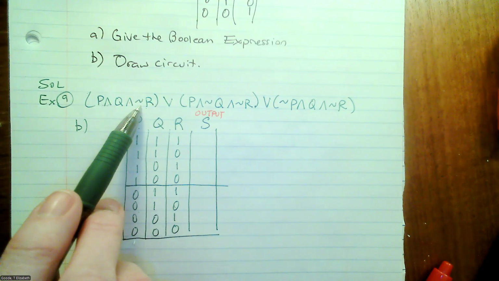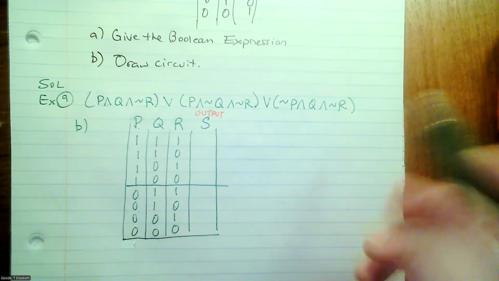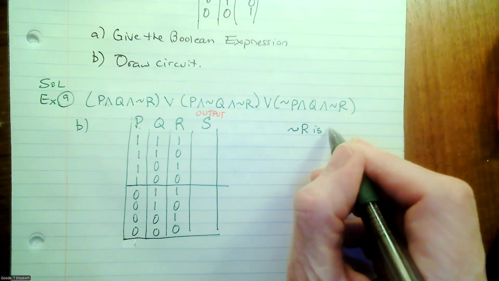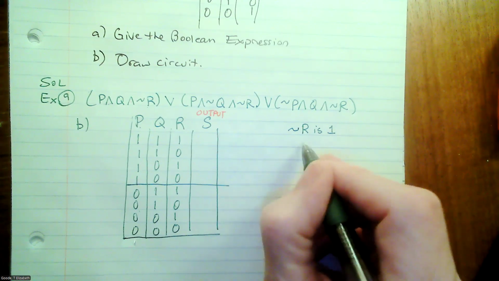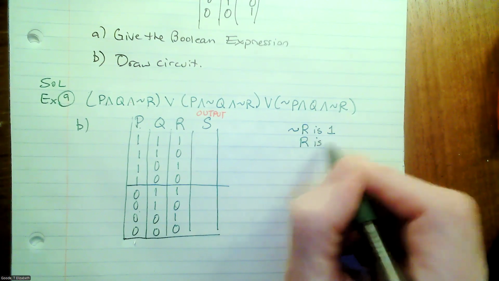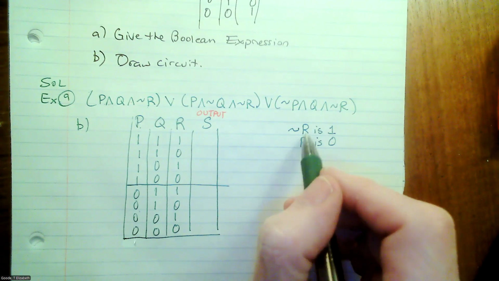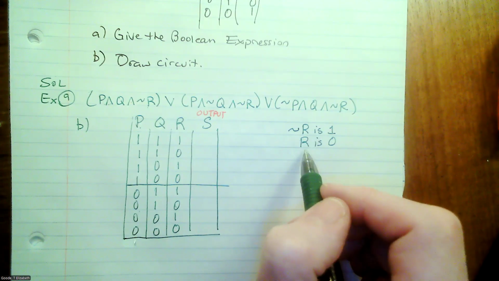If not R is true, then what does that tell us about R? I'm kind of lost. I don't remember. If not R is 1, then R is 0, because they have opposite values. By definition, not R and R are opposite.